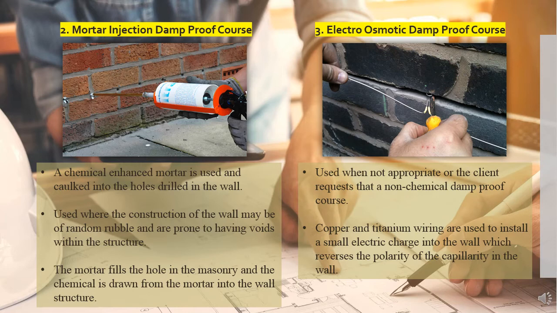Third is electro-osmotic damp-proof course. When the use of chemicals is not appropriate or the client requests that a non-chemical damp-proof course be installed, then an electro-osmosis damp-proof course can be fitted. Copper and titanium wiring are used to introduce a small electric charge into the wall, which reverses the polarity of the capillarity in the wall and pushes the rising damp below the level of the new damp course.